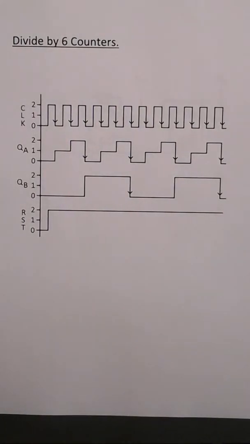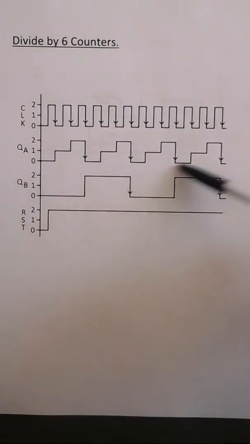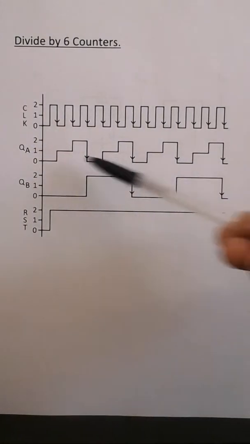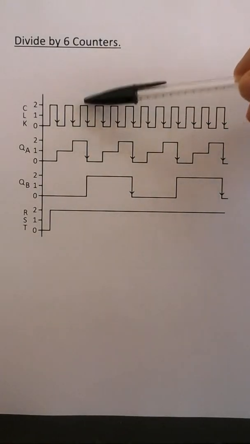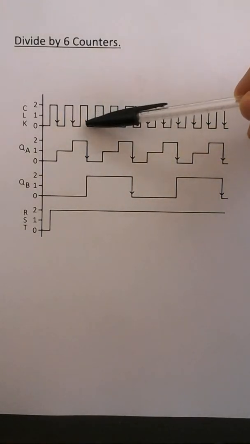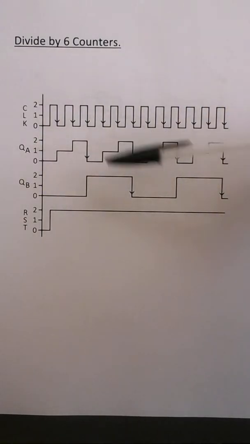Here we have a divide by 6 counter, which is basically a divide by 3 counter followed by a divide by 2 counter. So here for every 3 clock pulses we get 1 clock pulse from QA.